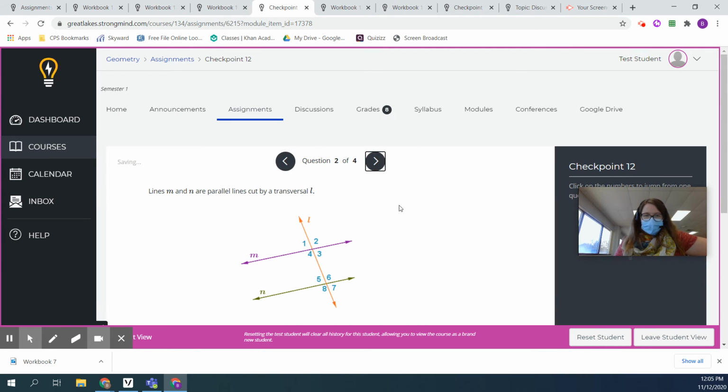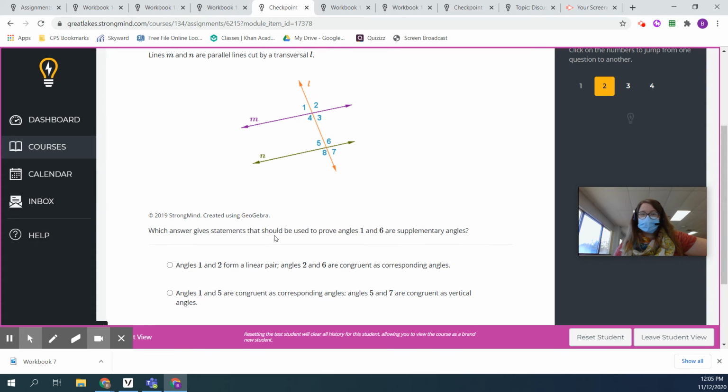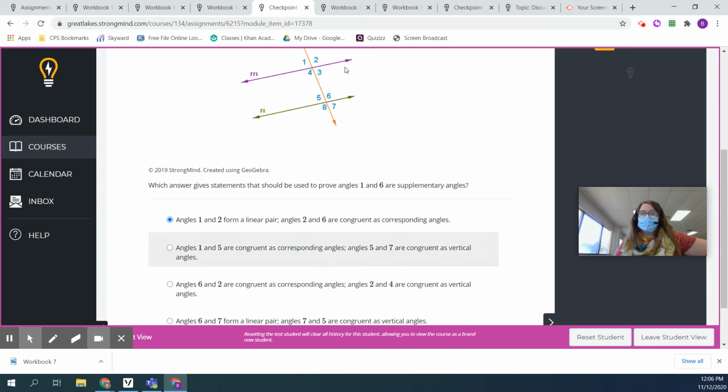Okay, M and N are parallel lines cut by a transversal. Which ones should be used to prove that 1 and 6 are supplementary? Ooh, okay. So 1 and 2 form a linear pair, and 2 and 6 are corresponding. That's actually good. 1 and 5 are corresponding. 5 and 7 are vertical. Doesn't help us with 6, though, so that's not helping. We'd have to keep on going.